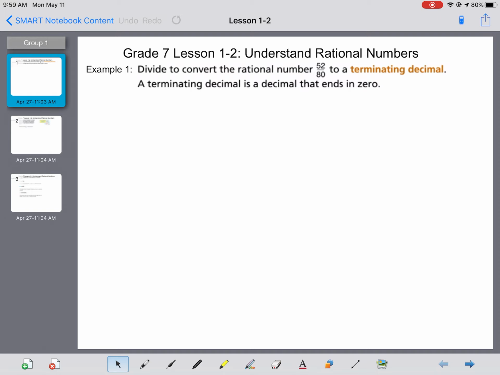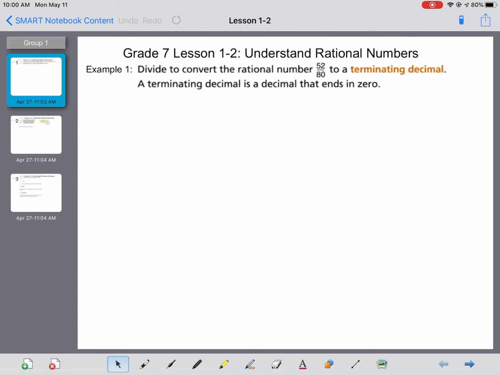So a terminating decimal is our first vocab word. It's a decimal that ends in 0. So that means essentially it comes to an end. So like 3.5 is terminating because it could be written as 3.50 or 3.5000. So a terminating decimal means it terminates, it ends. Okay, so it doesn't go on forever and ever unless there's zeros at the end. It just stops.